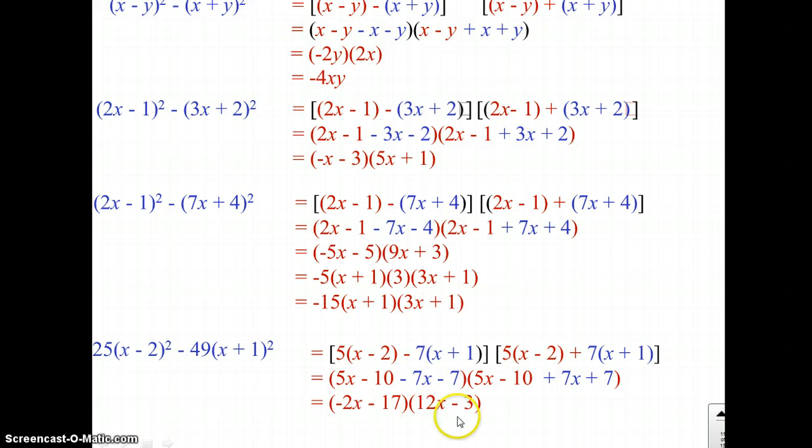Here, we definitely want to factor out a 3. Alright, so take out a 3 from the second bracket. We're left with 4x minus 1.